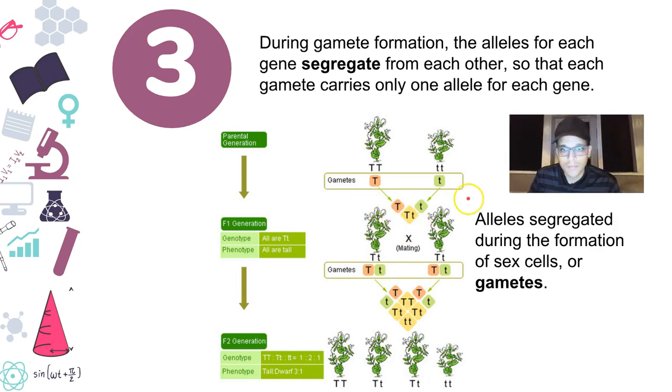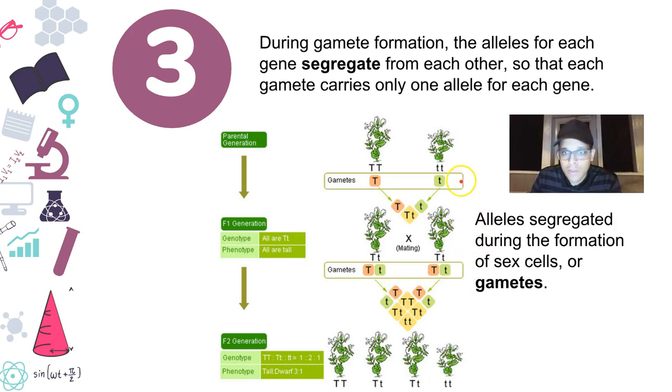I mentioned gametes in postulate number 3, and a gamete is just another word for sex cells. So alleles are segregated during the formation of these sex cells. In humans, the male will donate one sperm, and this sperm will have the allele in it, and then the female will have the egg cell, and it will have the allele in it, and they'll combine to make a person. The same thing applies with plants and their sex cells.